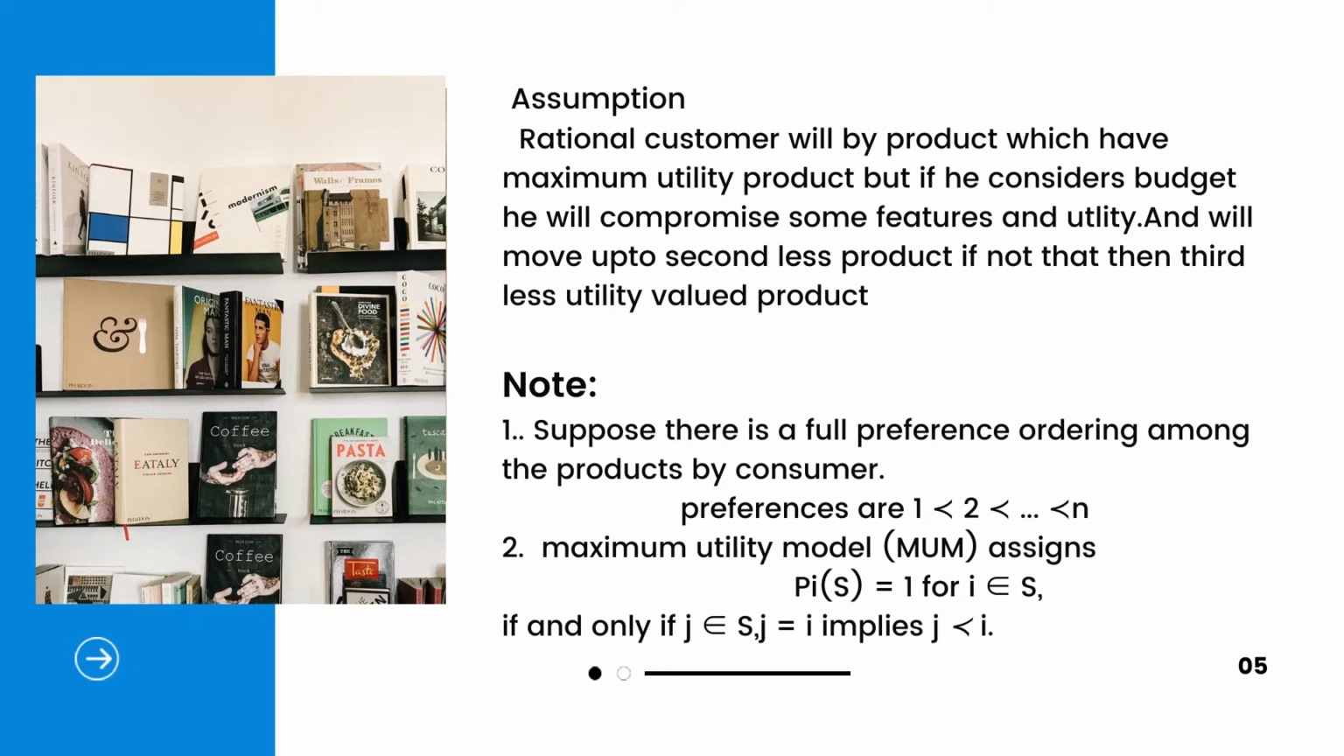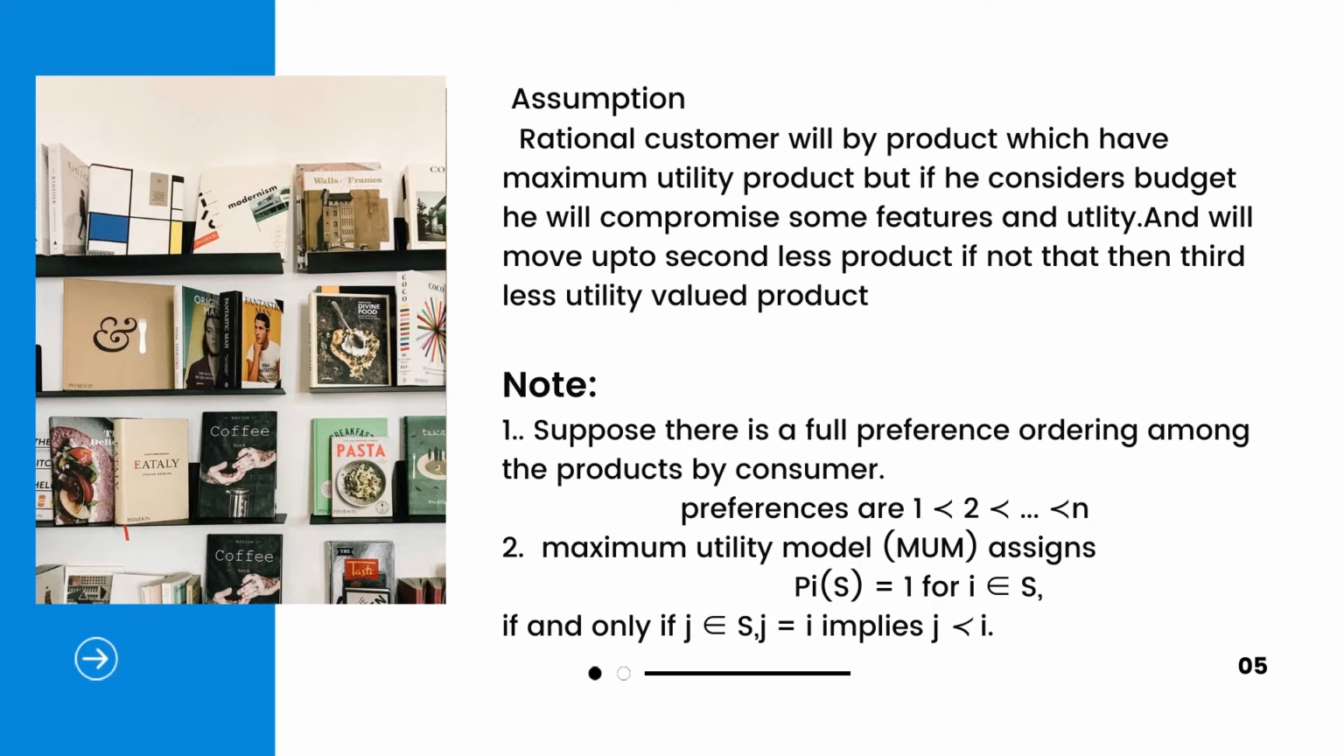The maximum utility model assigns Pi of set S equal to 1 for i belonging to the set S if and only if j belonging to the set S, where j is not equal to i, implies that j is less than i. In other words, the consumer selects the highest rank product in the set S, which corresponds to the product with the highest utility in the set S.